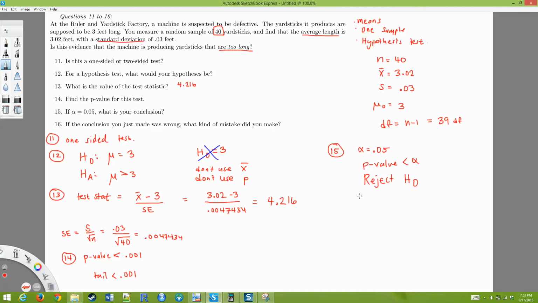So we say we have evidence that mu is greater than 3, or the machine makes yardsticks that are too long.